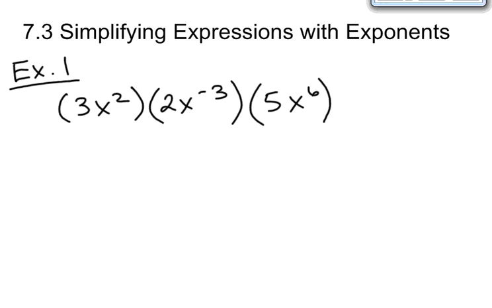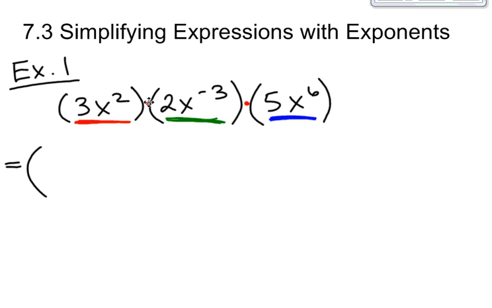Okay, so looking at example 1, we have 3 parts. The parentheses means that we're multiplying each of these parts together. So we want to simplify this expression down to one term or one single group. First, we're going to break this down. I'm going to call this one red, we're going to use green for this one, and then we'll use blue for this one. We're going to break this down into its individual groups.